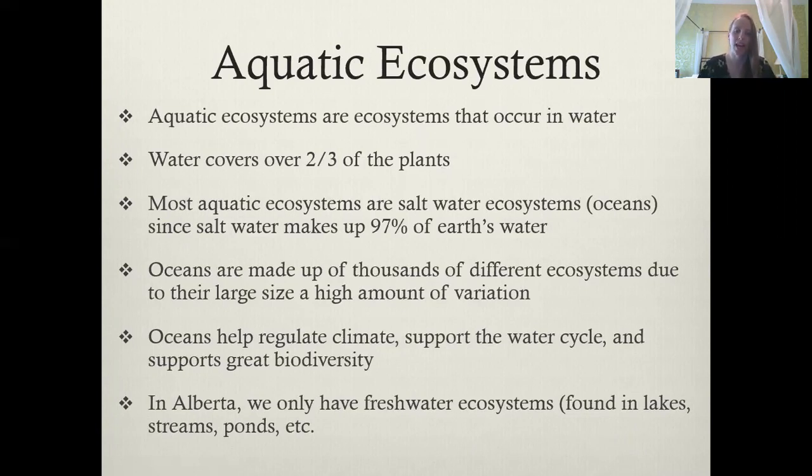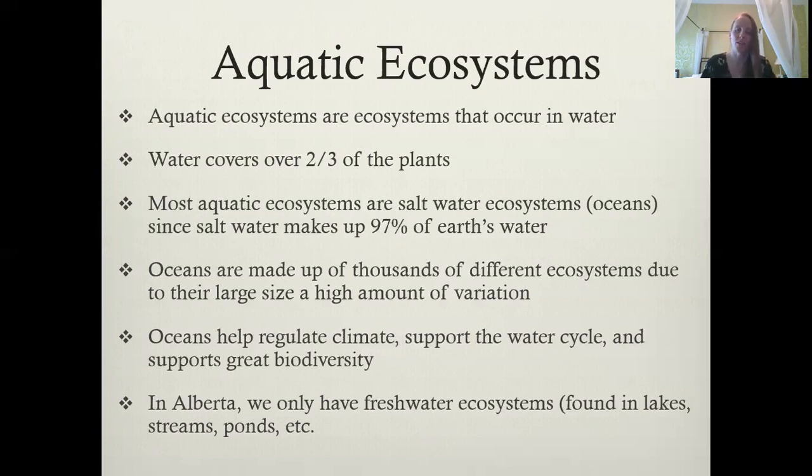And oceans have thousands of different ecosystems because, I mean, they're so huge in size. They span all the way from the Arctic to the equator. They have a lot of depth in some areas. In others they're really shallow. They have reefs, that kind of stuff. The oceans do help regulate the climate here on Earth. They support the water cycle. They support a lot of biodiversity.